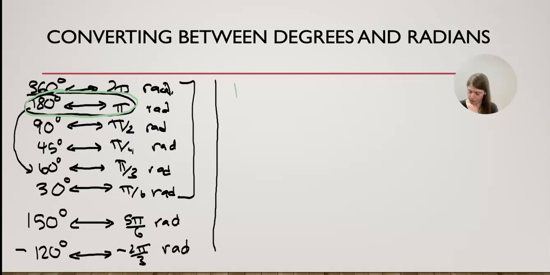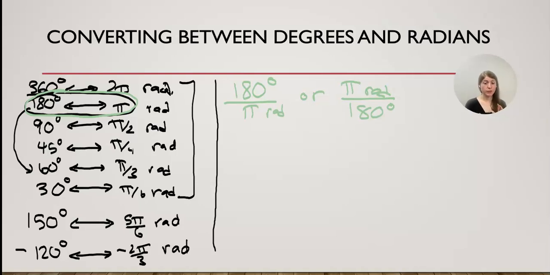This allows us to write a conversion factor one of 2 ways. It allows us to write 180 degrees over pi radians, or we can utilize the idea of pi radians over 180 degrees. So we're going to use one of these two to convert when we're converting from one to the other. Which one we use depends on what we start with.